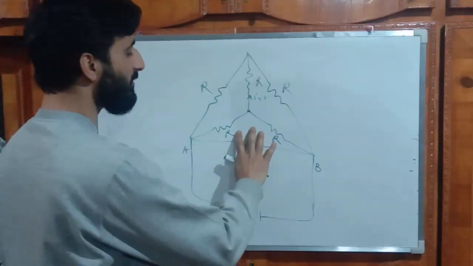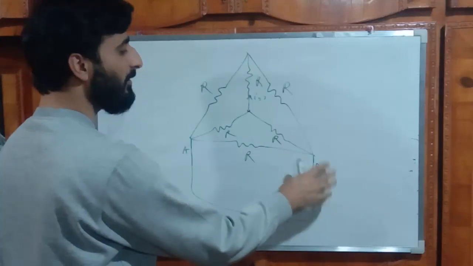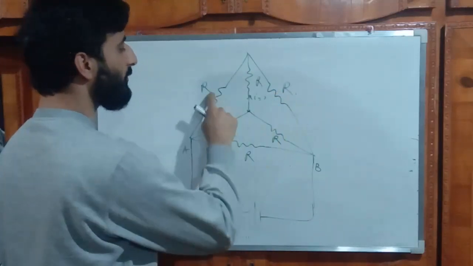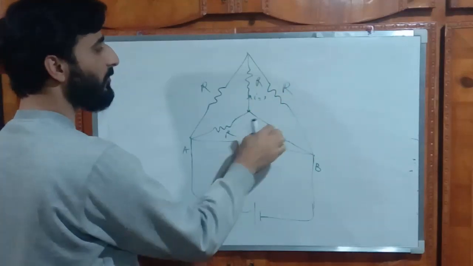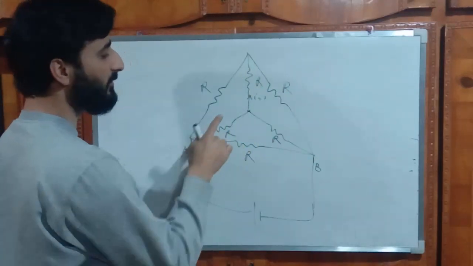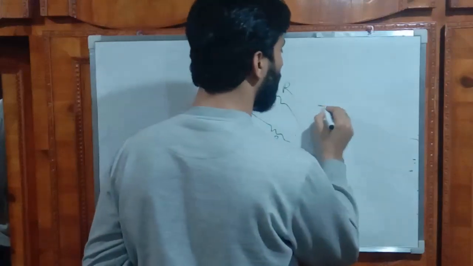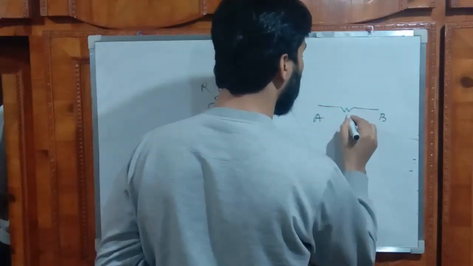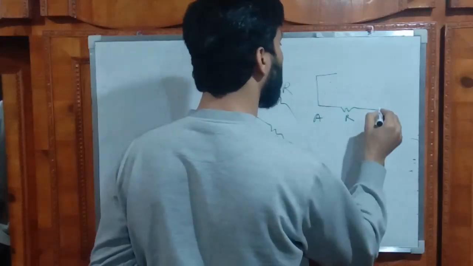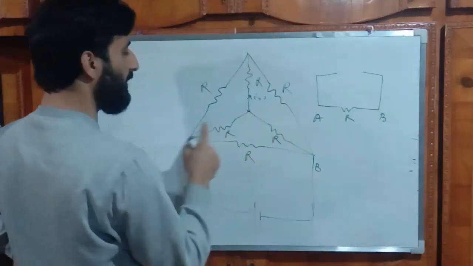Now see, this resistor is simply between A and B, but these 5 resistors, 1, 2, 3, 4, 5, are constituting a Wheatstone bridge. So I can redraw it like this. This is AB, directly R. Then we have this circuit. And what is this circuit?